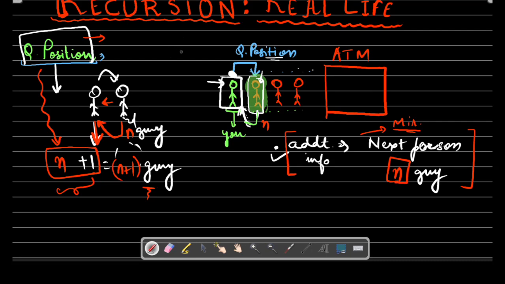And in the next few videos, we can see how we can translate this whole logic into code, and we can see that in the upcoming videos.